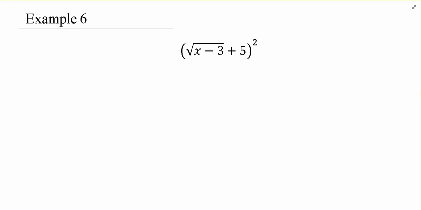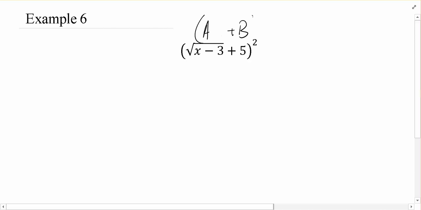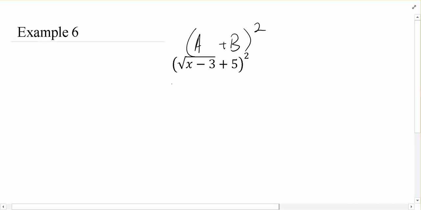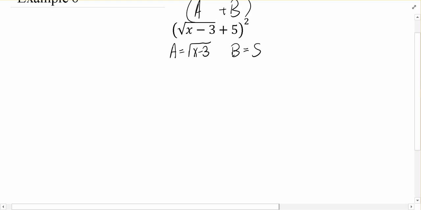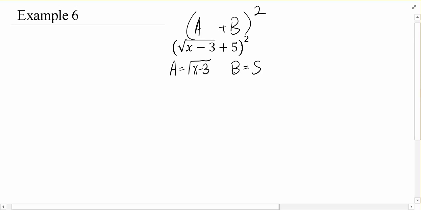What you should see when you look at this particular problem is you should see that we're looking at an a plus b squared, where the a is the square root of x minus 3 and the b is 5. And when you have a plus b squared, that ends up being a squared plus 2ab plus b squared.